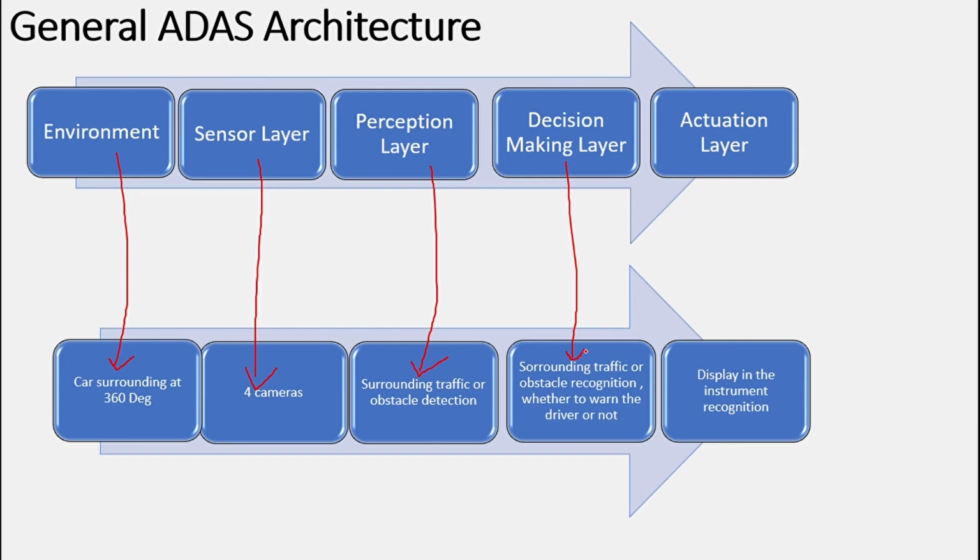But it is always given that irrespective of the situation, whether collision is impending or not impending, the visual display will be there in this functionality. In this functionality, visual display is inevitable. Okay, now next is the actuation layer. In this actuation layer, the display is clearly displayed on the instrument panel or the dashboard, whichever name you want to use. So this is the general ADAS architecture of the 360 degree surround view camera functionality. Thank you.